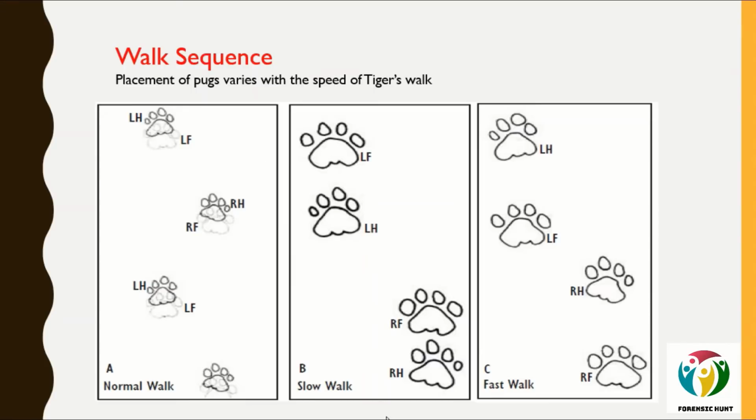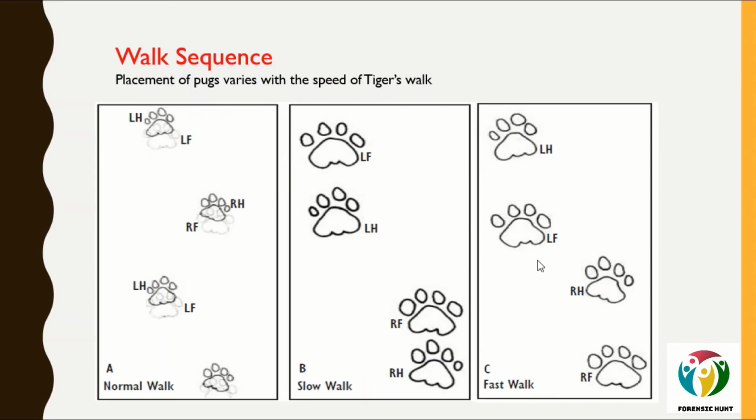Likewise, the right front pug mark is overlapped by the right hind pug mark, and this pattern goes on like that. Now if the speed of the tiger is slow, what happens? The hind pug mark falls behind the front in a slow walk. So here you can see that the hind pug mark will always be imprinted just behind the front pug mark. So they are not overlapping in this case. The hind one will remain behind, the front one will remain in front.